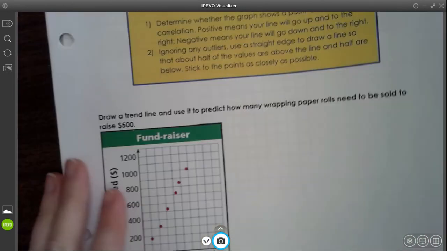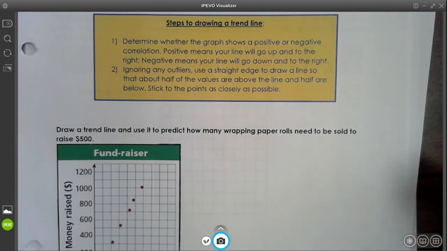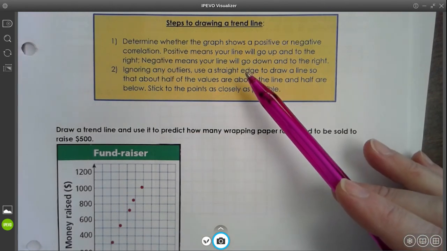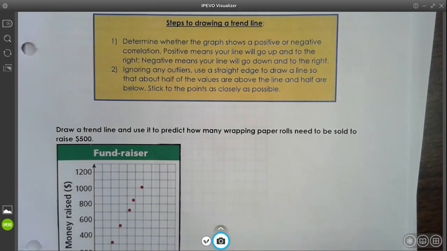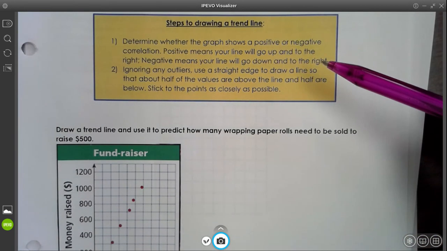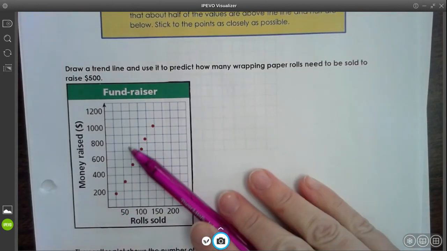Now that we've used the trend lines, we're going to try to draw our own trend lines and then use them to predict. Here are the steps. First of all, the first thing we have to do when drawing our trend line is determine if our graph is going to show a positive or negative correlation. Looking here, you can see this one is positive.